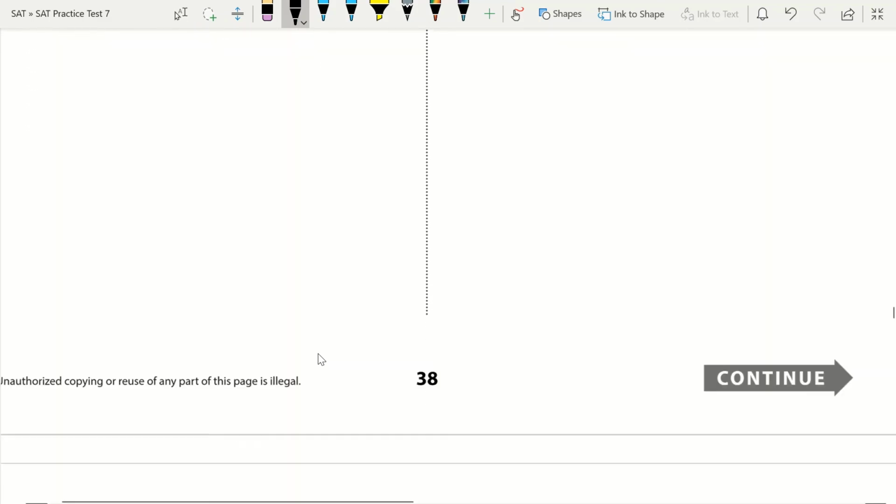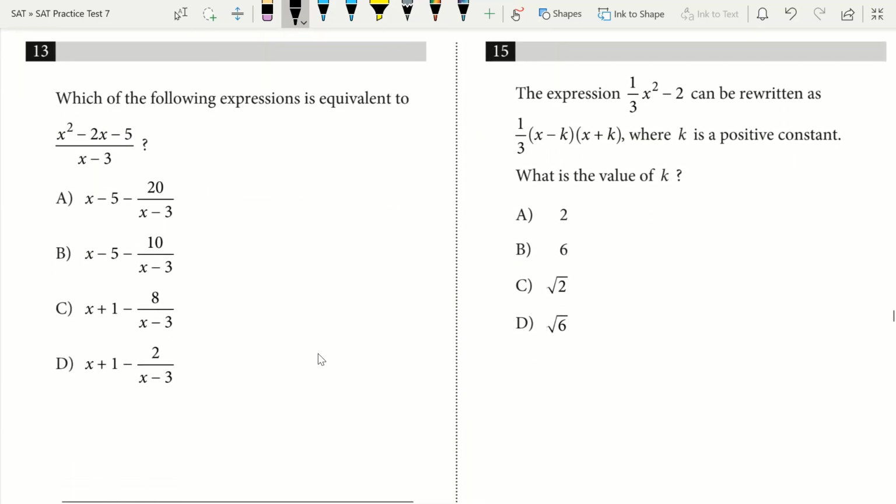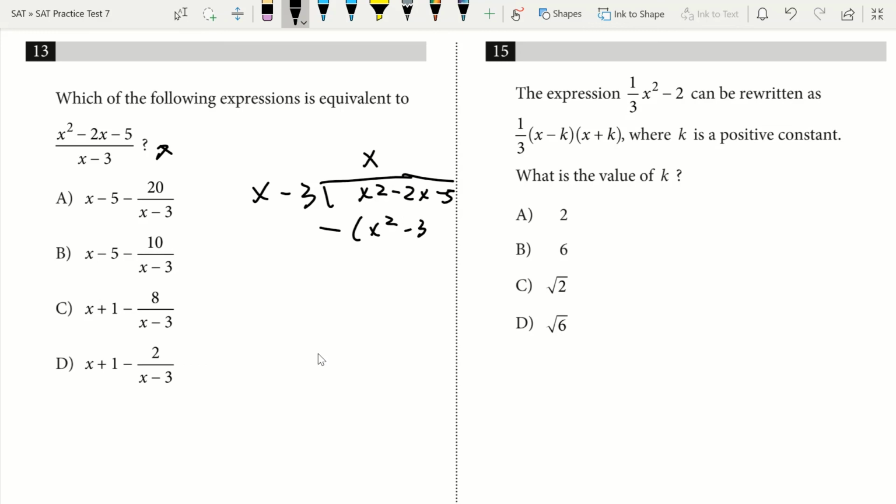All right, moving on. Question 13, which of the following expressions is equivalent to the one shown? All right, we have to divide here, so we're going to have our x minus 3 out here, going into our x squared minus 2x minus 5. I see I have to multiply by x to get x squared, so I have minus x squared, and then I have minus 3x right here. Right, I have negative, my x squareds will cancel, and then I have negative 3x, which gives me plus 3x. -2 plus 3x leaves me with x, which means I have to do x plus 1. Now I get minus my x, and then I have plus 3, right, which is really, I drop this -5 down then.